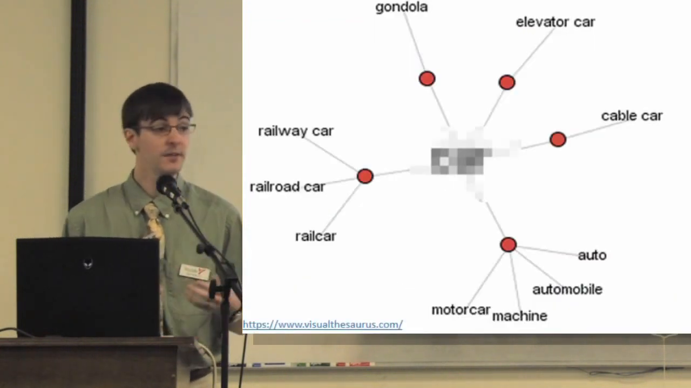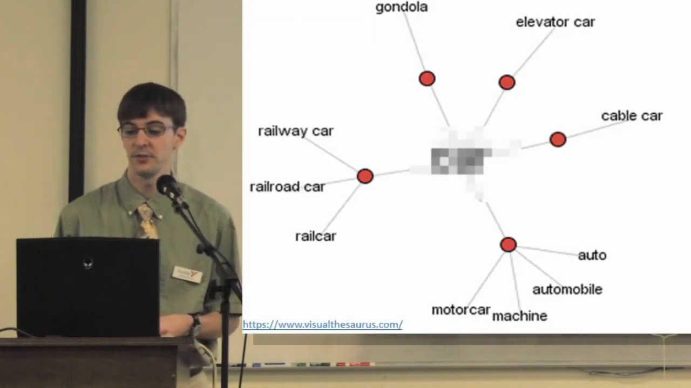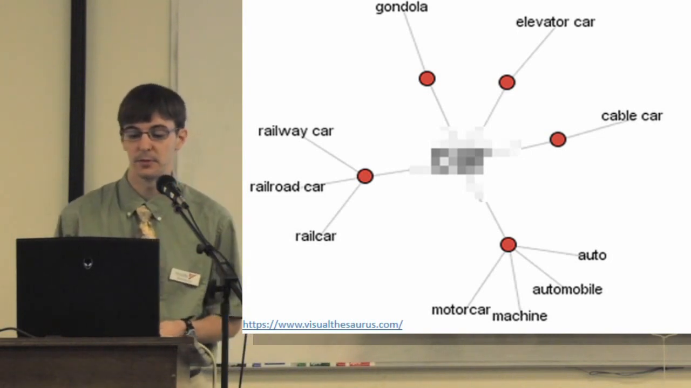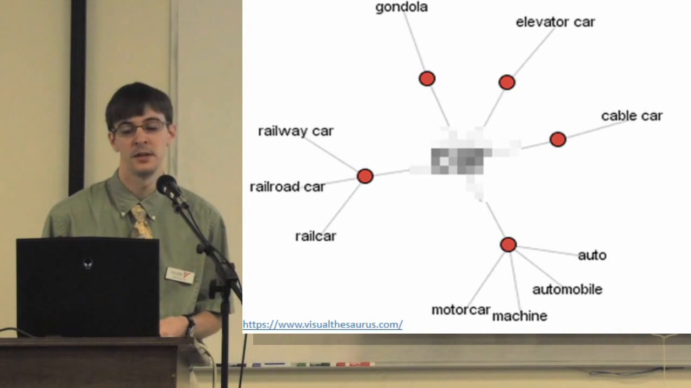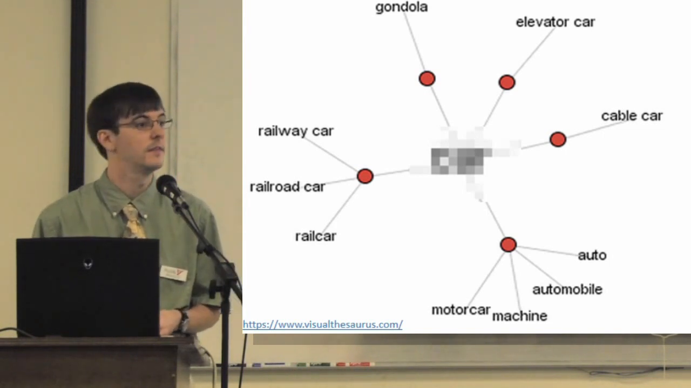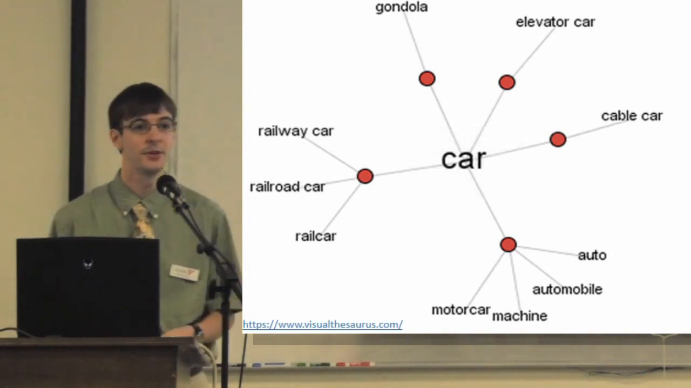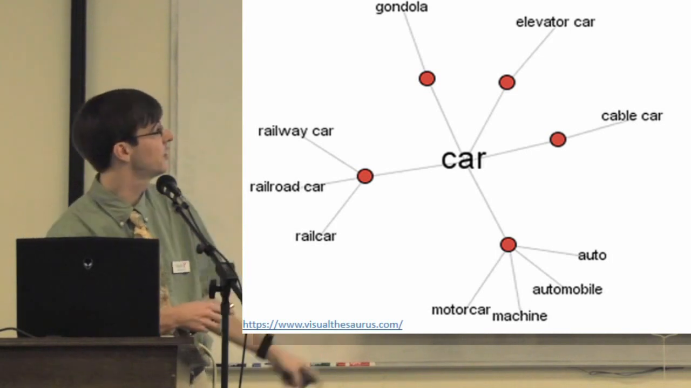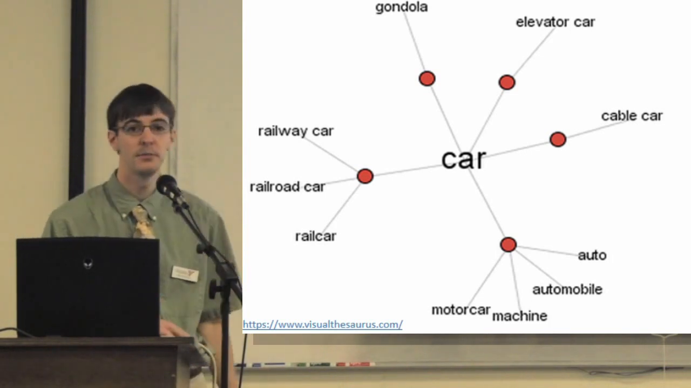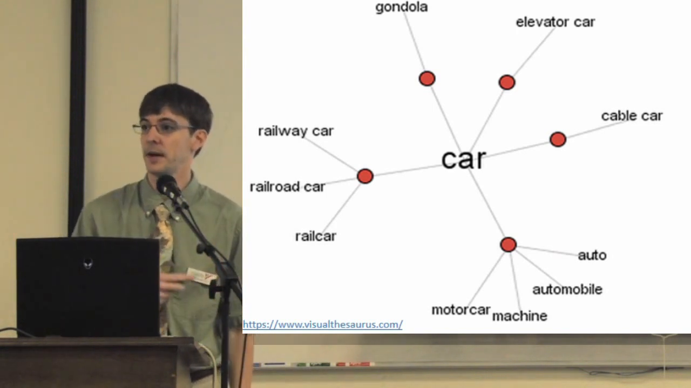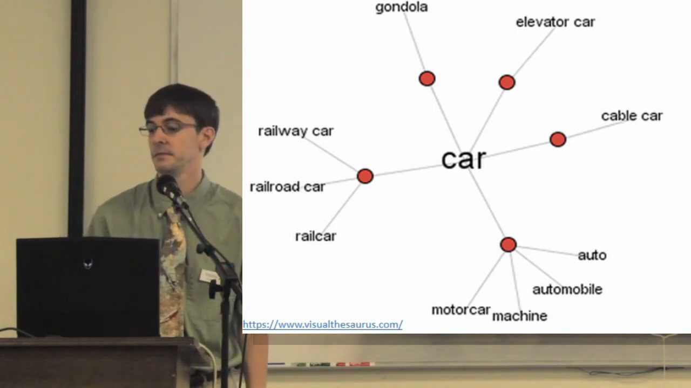So, if you don't believe that everything can be defined by relationships, let's take a thesaurus. This is from Visual Thesaurus. What is the word that is in the middle here? Car. There you go. So if the computer were to show you, and if you didn't know what this concept was, and the computer could show you all of these other relationships, you know something about that point that is missing.